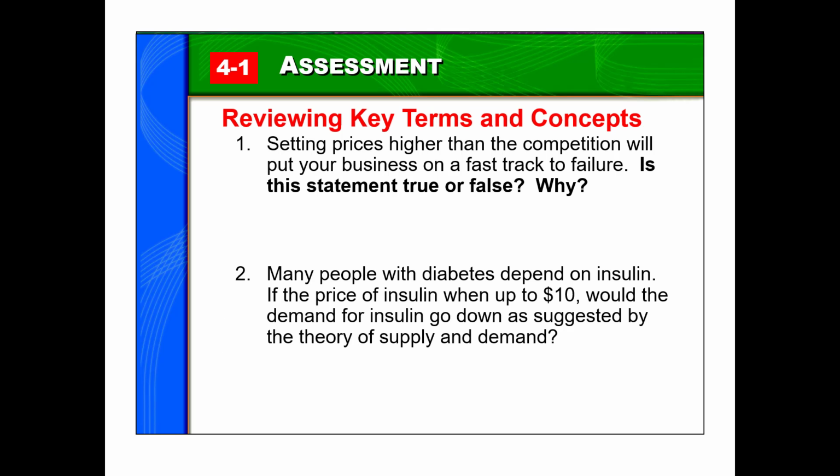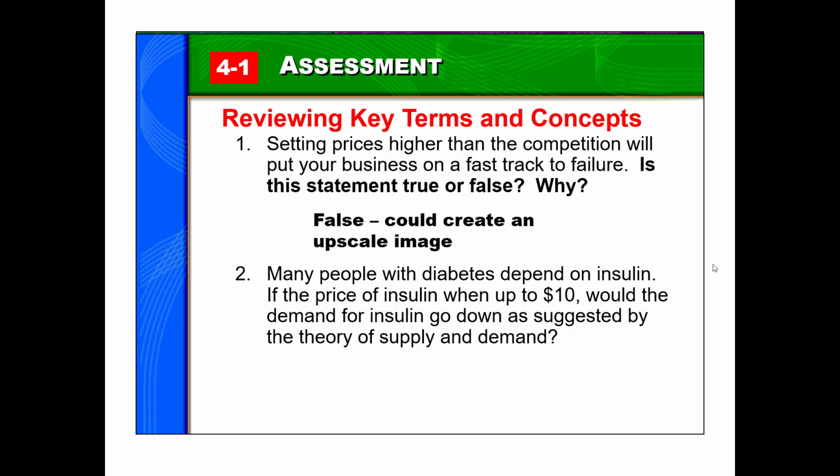So, quick review. Number 1, setting prices higher than the competition will put your business on a fast track to failure. Is this statement true or false, and why? This would actually be false. You could set your prices higher, and that could create an upscale image like the Gucci example we gave earlier, or you could offer more features that customers think are worth higher prices.